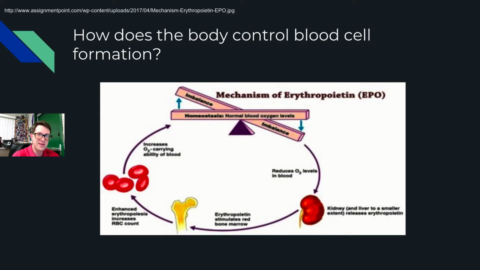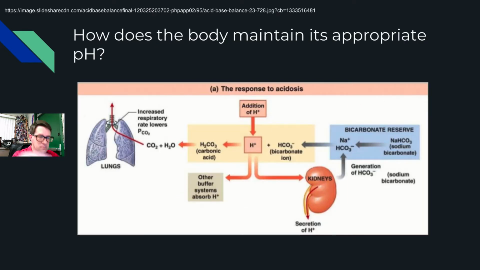The job of your kidneys: we filter the blood. They're going to maintain blood pressure. They also maintain if you have enough red blood cells. These things are doing all sorts of things. Another thing that these organs do is they maintain your body's pH.